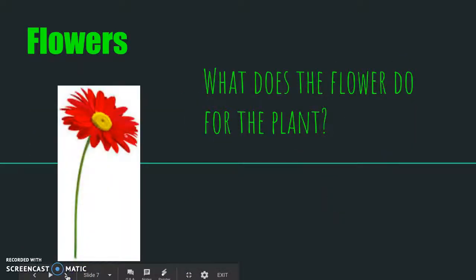And next, we have the flower, the prettiest part of a plant. What does the flower do for the plant? Can anybody tell me? The flower is the reproduction part of a plant, so it is the part that makes the seeds that will grow into new plants.